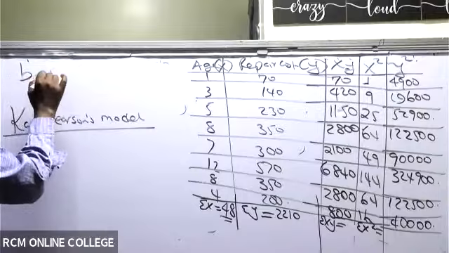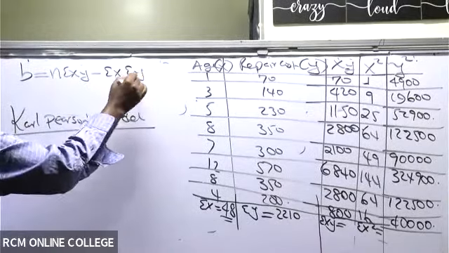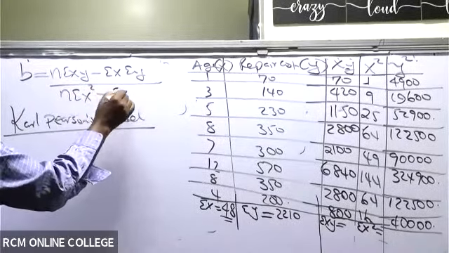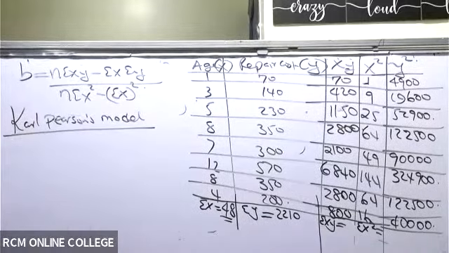To get B, we normally take n summations of x, y, minus sum of x, sum of y, all over n sum of x squared, minus, in bracket, sum of x, squared. That is the formula for getting B.